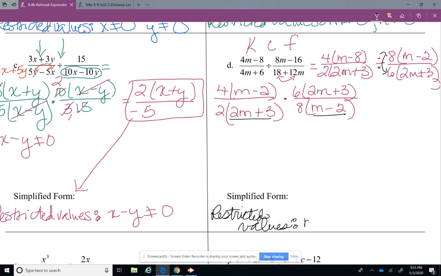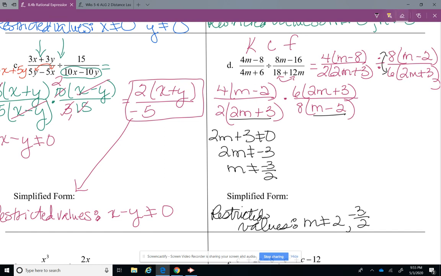So I can already tell that m is not going to be 2. And then 2m plus 3 cannot be 0. 2m cannot be negative 3, so m cannot be negative 3 halves. So m cannot be 2 or negative 3 halves. Those are the two things that it cannot be.